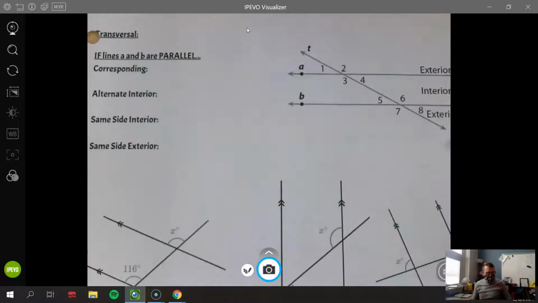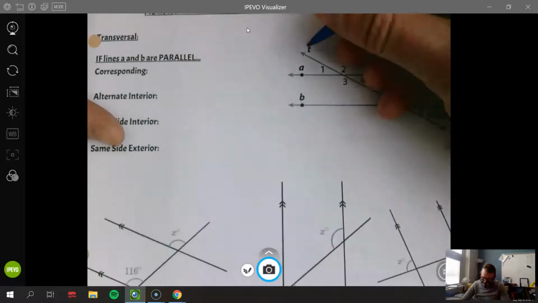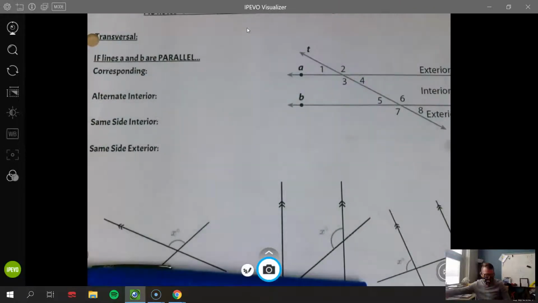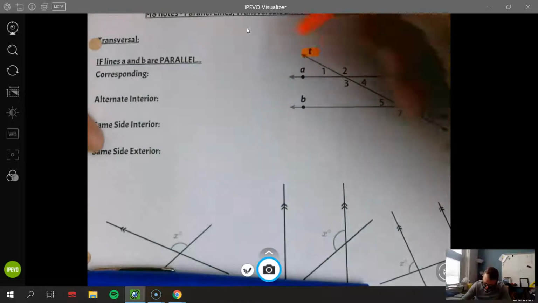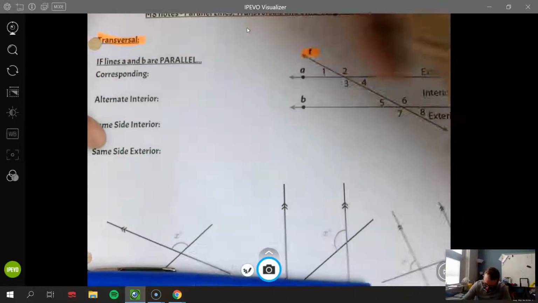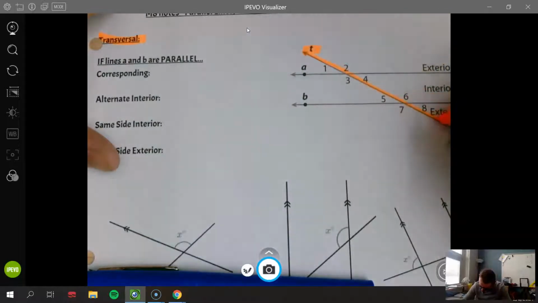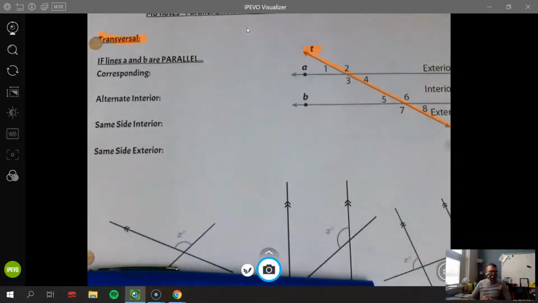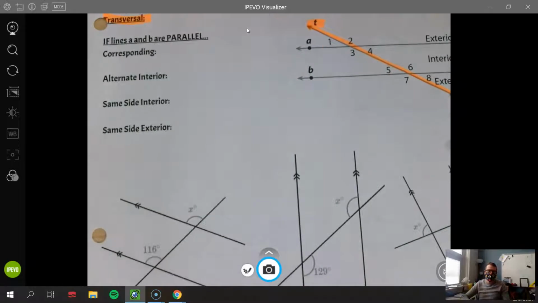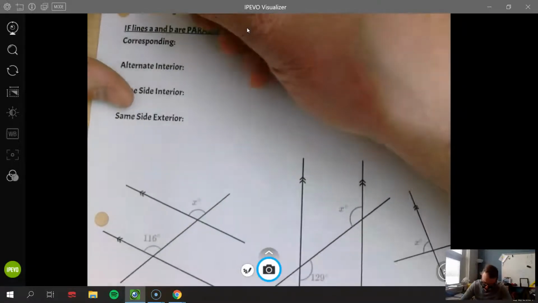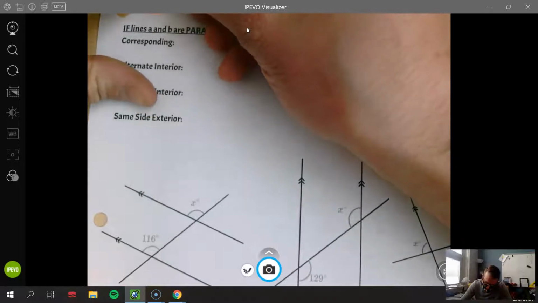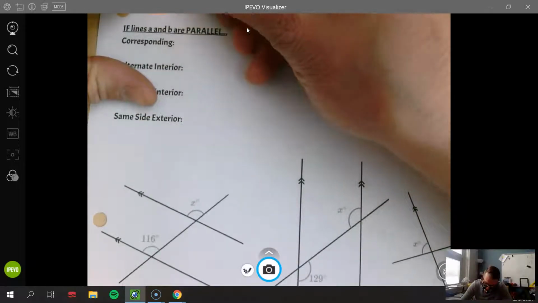So a transversal is this line right here. If you have a highlighter to play along as we go, you could highlight T, highlight the word transversal. A transversal is a line that crosses another line. So it is really like a crossing line.